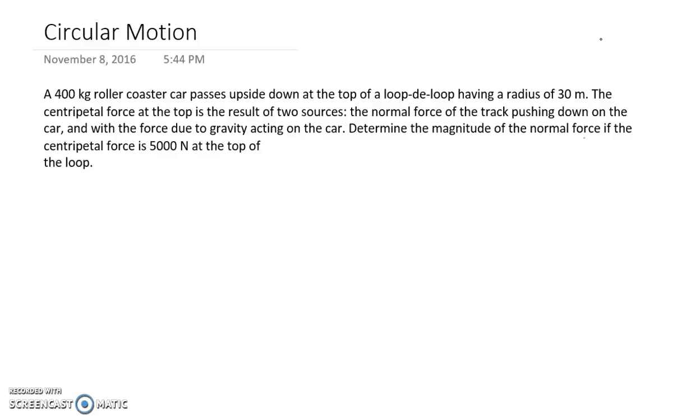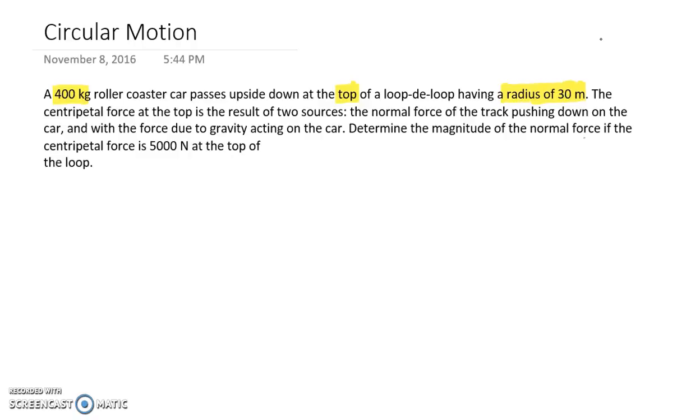Alright, here's our question. This is a circular motion question. If you're curious, this is from question 31 in your textbook on page 241. I'm just going to look through this question and highlight some important parts. A 400 kilogram roller coaster passes upside down at the top of a loop-de-loop, having a radius of 30 meters.